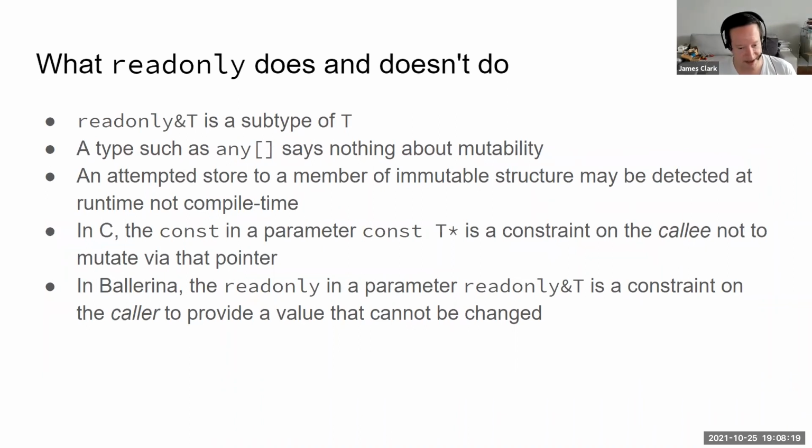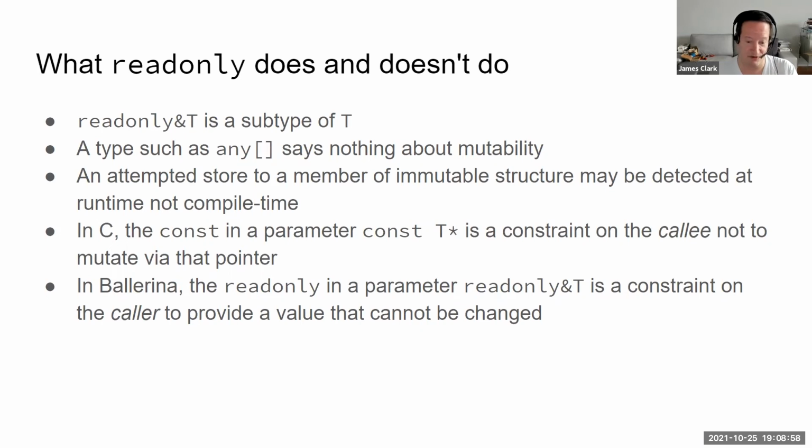So it's important to understand that read-only confuses people because it's different from the way things work in other languages. In particular, read-only T is a subtype of T. The syntax suggests that, right? If it's both read-only and T, then that is a subtype of T. But that implies that when you don't put read-only in the type, so if I'm just saying array of any, that doesn't mean it's mutable. That doesn't mean mutable array of any. It means it's an array of any, and I'm not saying anything about mutability.